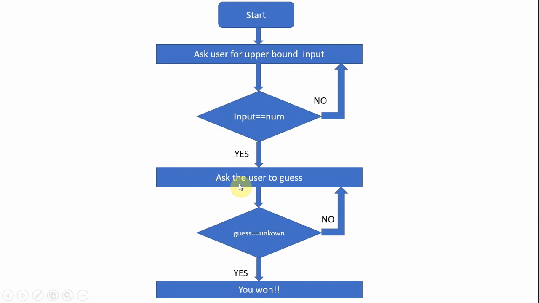Then we will ask the user to guess. We will ask the user to enter the guess. Then we will check whether the guess is equal to unknown. The unknown variable is created by the random function within the Python library. We have a library in Python called random, which we will be importing in the code. It will generate a random number. If you want to know more about this random library, you can check my videos, or just check the description.